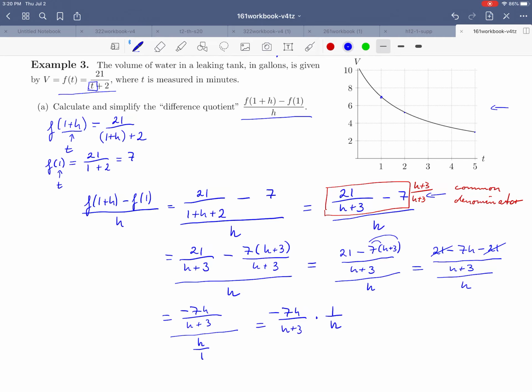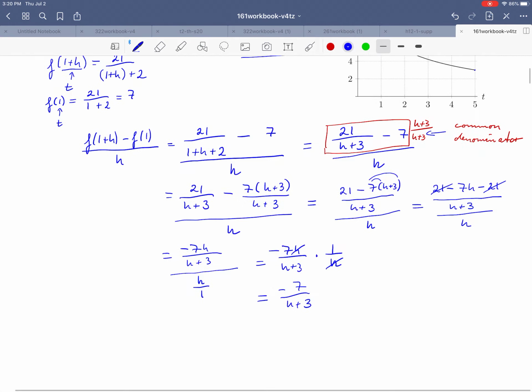And so now nice things happen. The h cancels, and I get my final answer to just be minus 7 divided by h plus 3. So this is the answer. This is the answer to our difference quotient.